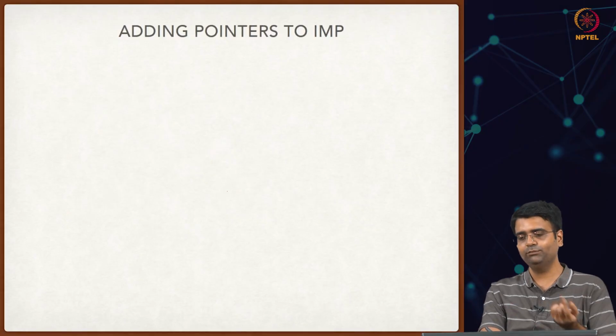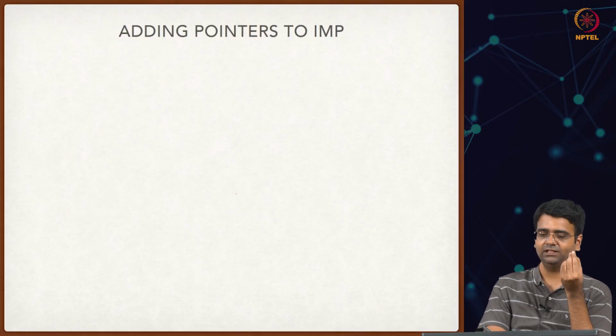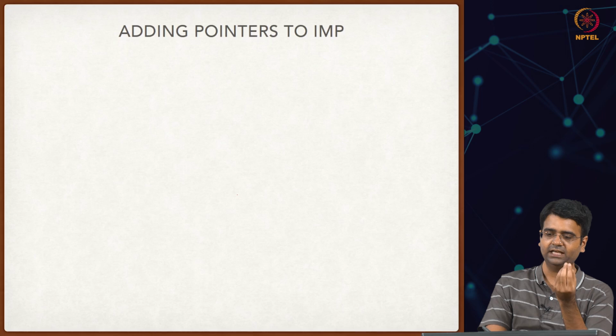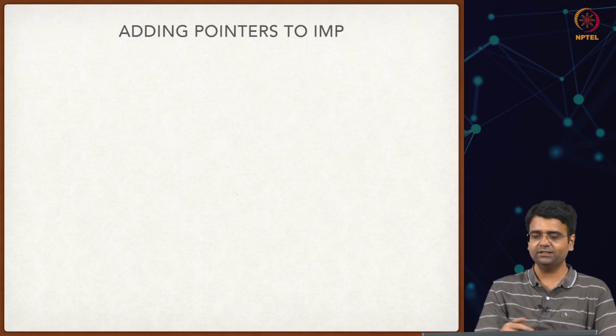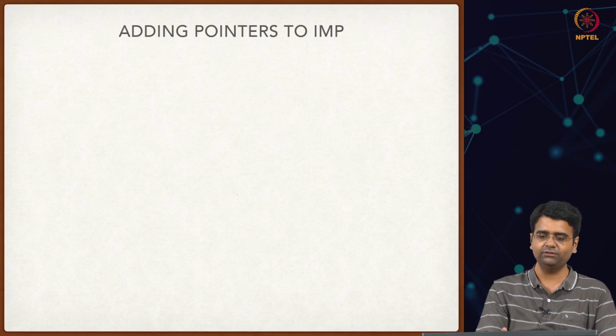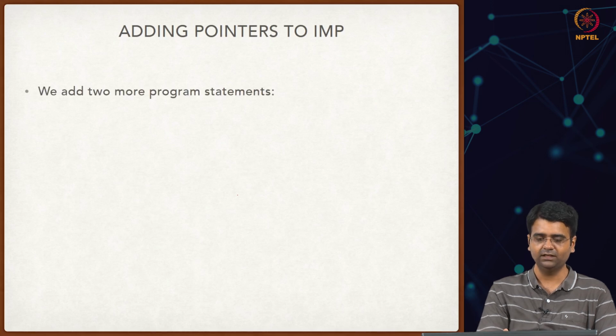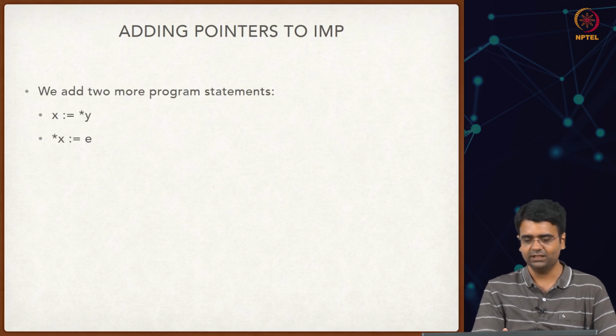So as a final improvement to the IMP programming language, we will try to add pointers to the language. Pointers are a quintessential feature of C-like languages. So let's see what will happen if we try to add pointers to IMP. We are going to add two more programming statements.